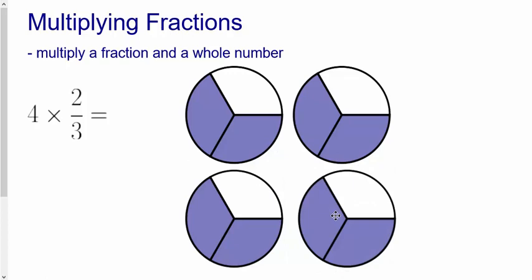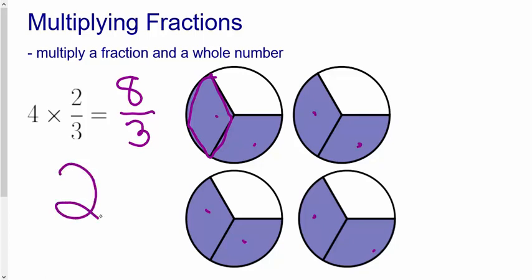Well, if you count all this up, how many of these little thirds are there? How many of these little wedges here are there? There's 1, 2, 3, 4, 5, 6, 7, 8. So we have 8 of those little wedges, and each of those wedges represents a third. So we have 8 thirds. We know we can take that improper fraction and make it a mixed number, 8 thirds. 3 goes into 8 2 times with 2 left over. So 8 thirds is equal to 2 and 2/3.